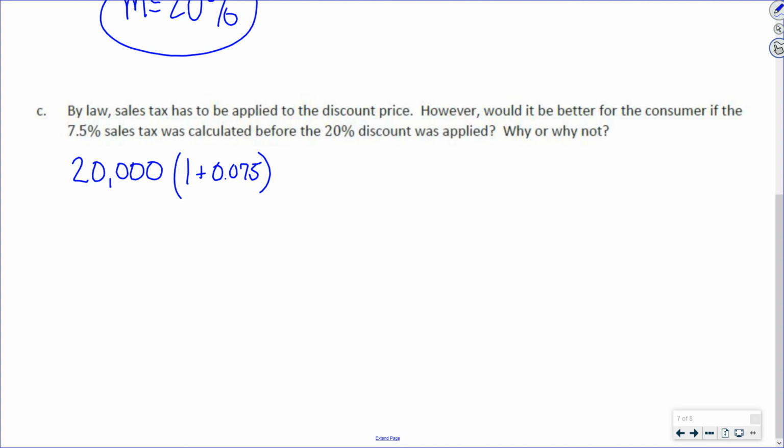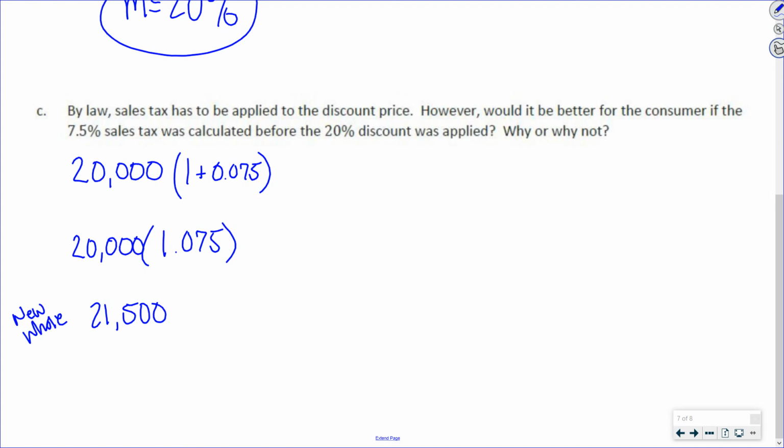Okay, so this is $20,000 times 1.075. This will tell me what the price is before I take the 20% discount off. Okay, what would it be if I got the sales tax first, then took the discount? So let's see here. 20,000 times 1.075 equals $21,500. Okay, that's the new price. That's our new whole.